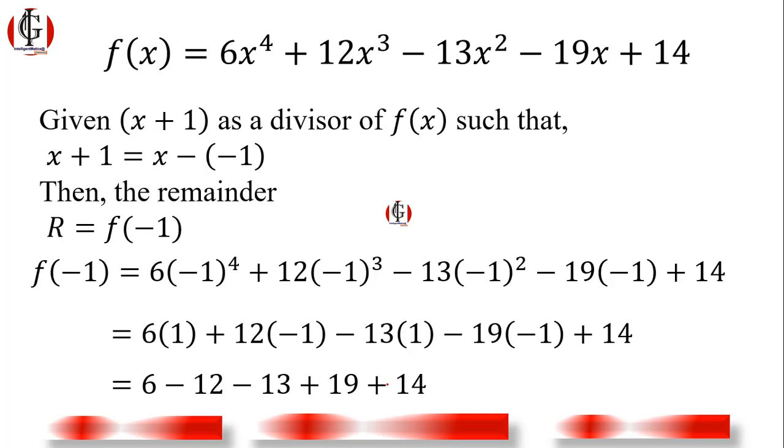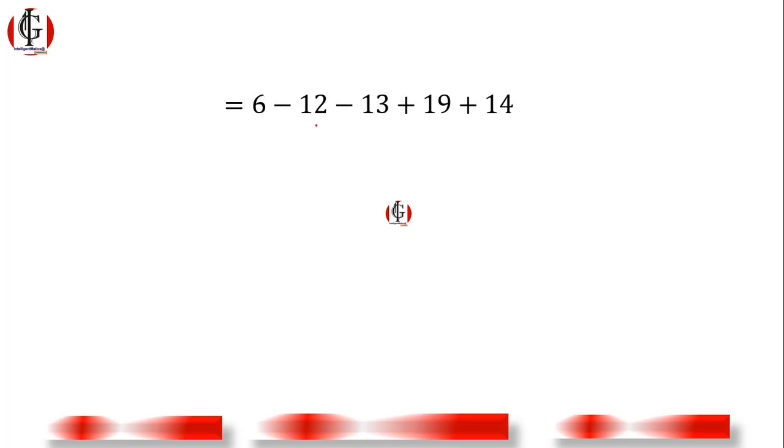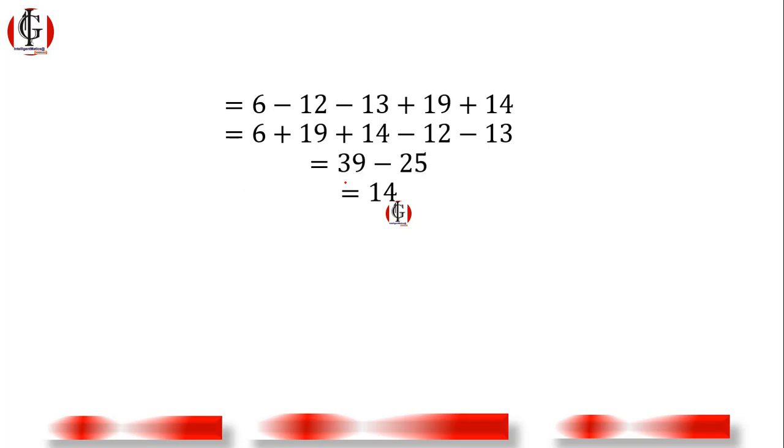So let's collect all the positive values. We're going to have 6 plus 19 plus 14 minus 12 minus 13. And that will give me 39 minus 25, which gives me a remainder of 14. So dividing the polynomial by x plus 1 will give me a remainder of 14.